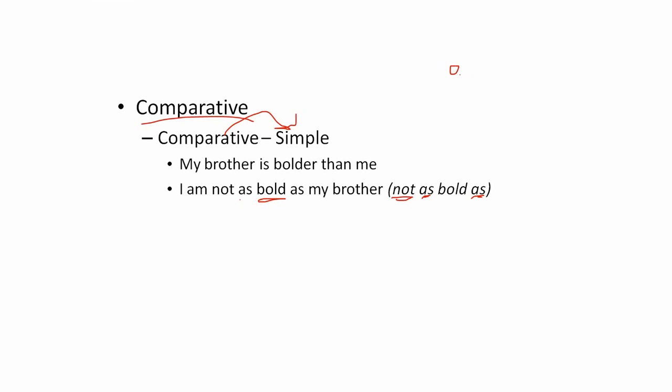My brother is taller than me. That means I am not as tall as my brother. That is a simple degree, and this is a comparative. The meaning is not changing, yet we are changing the degrees. Here it is comparative degree and here it is simple degree. My brother is bolder than me. I am not as bold as my brother.